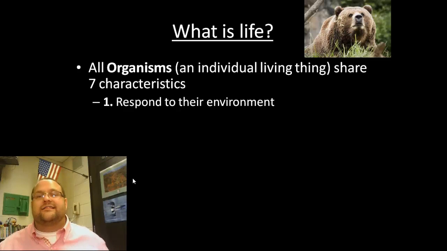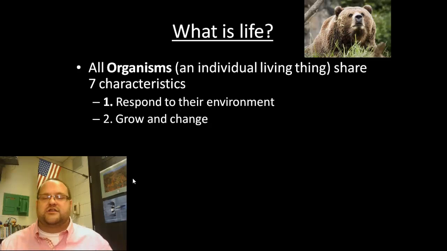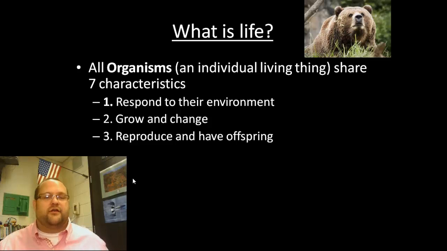So the first one is that organisms are able to respond to their environment. If this bear up here in the top corner, if you come up and tap the bear on the hind end, that bear is going to respond to that. It may respond in scary ways, but the bear will respond to their environment. Secondly, grow and change. A baby bear is very different than an adult bear. So that organism is going to be able to go through growth, and it's going to be able to change in its lifetime. Also, living things must be able to reproduce and have offspring. They're able to transfer their genetic information from the parent to the child.